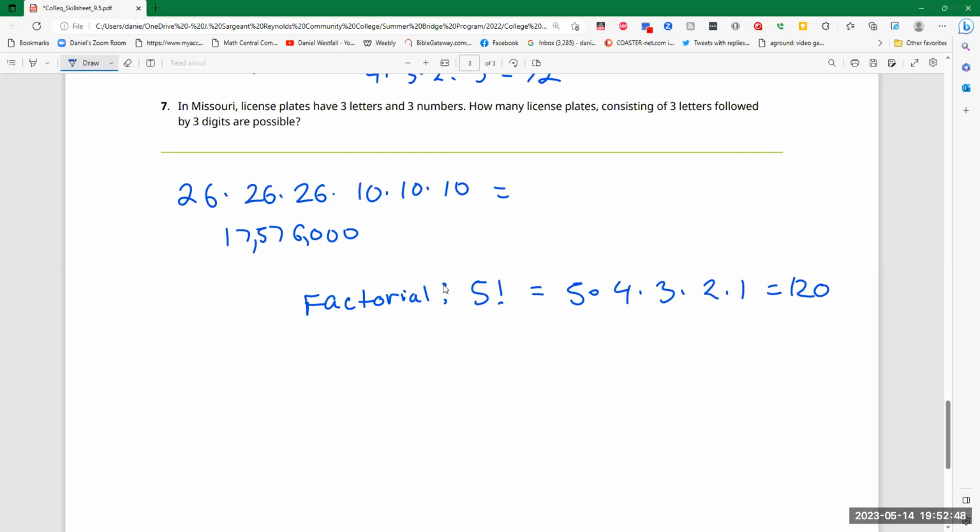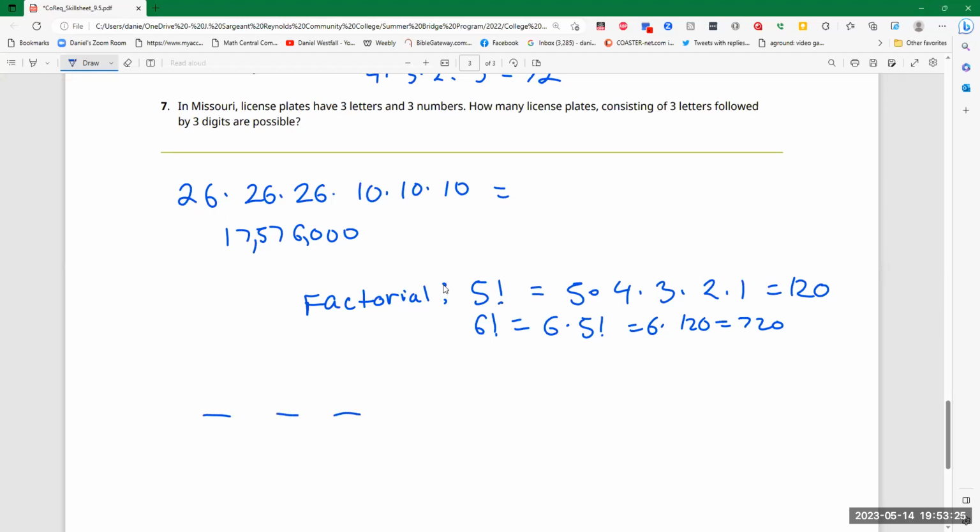Then 6 factorial, for instance, would be 6 times 5 times 4 times 3 times 2 times 1. So it's going to be 6 times that 120, which is 720. And they just grow really fast. So these are an important part of this fundamental counting principle, because if I, for instance, said that I needed to pick a 4-digit PIN number, but I wasn't allowed to use the same number in my PIN number twice.